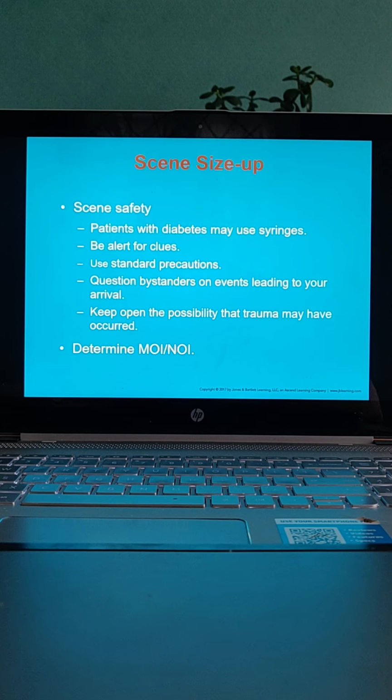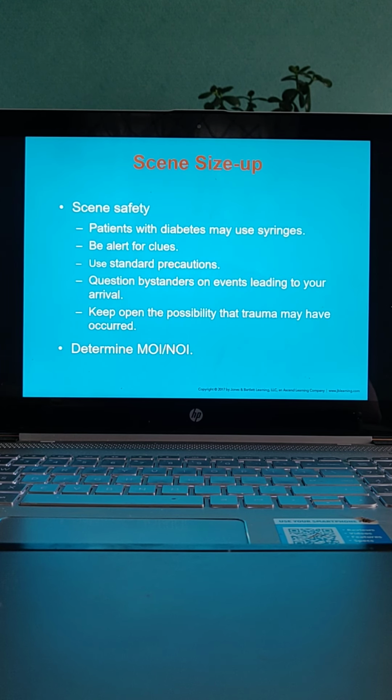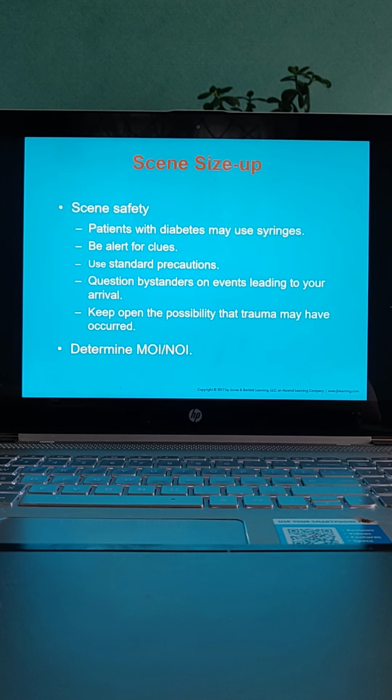Use your common sense. Question any bystanders on the events leading up to your arrival, or their caretaker, their spouse, their son, their daughter. Okay? Keep open the possibility that trauma may have occurred. It could be that an 86-year-old lady who is a diabetic isn't feeling that very well, so she wants to go into the kitchen at 4 o'clock in the morning and get herself a glass of orange juice, and she's been a diabetic all of her life.